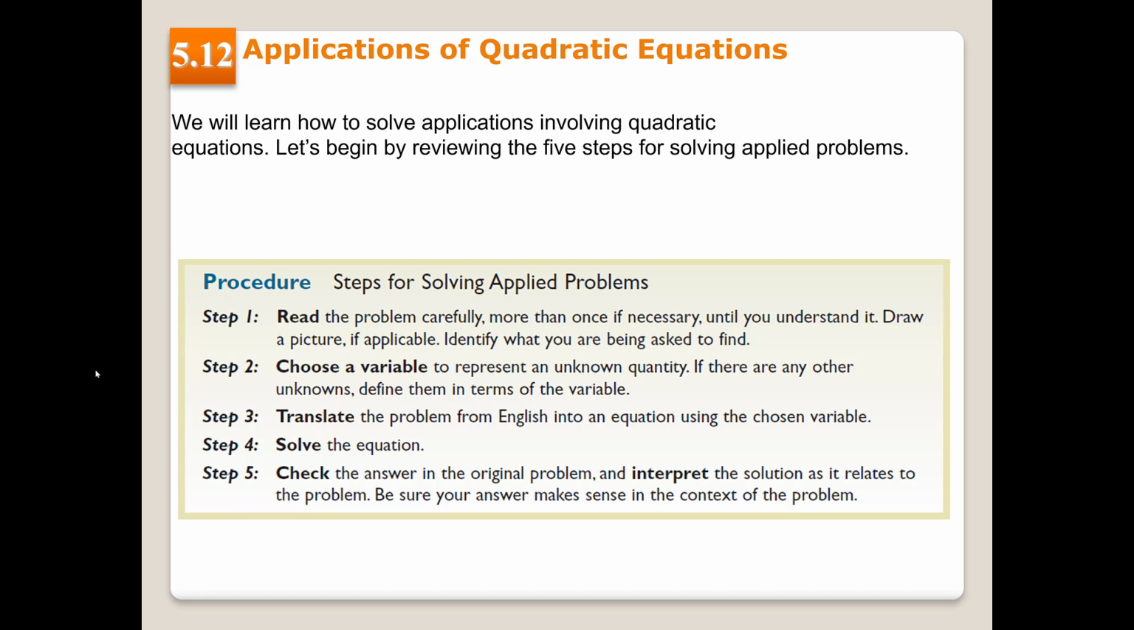Then we want to translate. So translate the problem from English into an equation using the chosen variable. In step 4, we want to solve the equation. In step 5, we're going to check the answer in the original problem and interpret the solution as it relates to the problem. Be sure your answer makes sense in context of the problem.